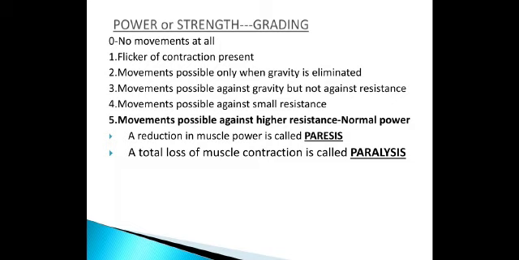Muscle power is tested by asking the subject to move the limbs voluntarily. It is better estimated by active movement against resistance.